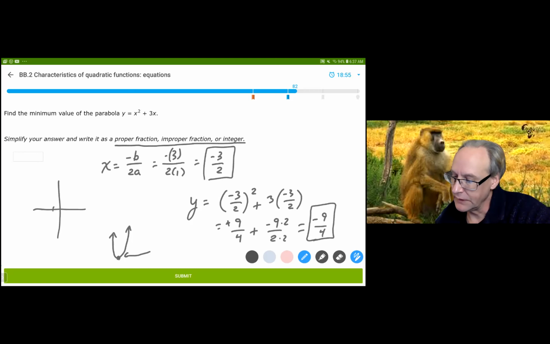-3/2 is between -1 and -2. -9/4 is down here, just a little past -2. It's going to look something like right about here, and it's going to be in the positive direction, so it's going to go up like this. And its minimum value is at -2 1/4, or -9 over 4, which is the one we like.